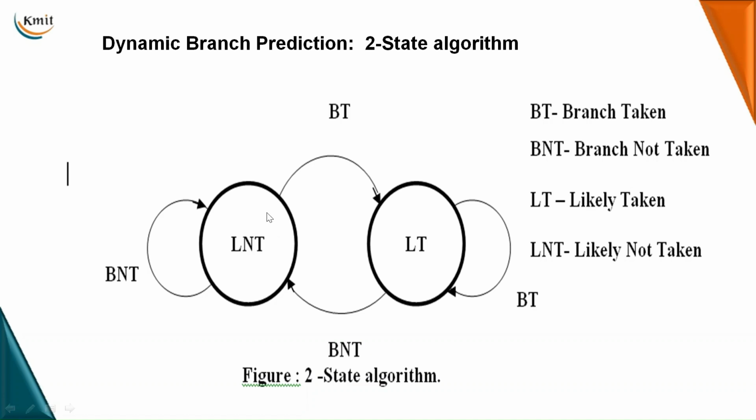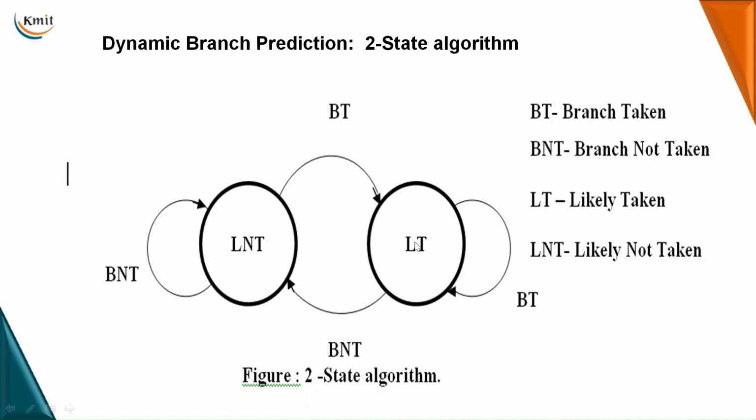Say for example, the state of your branch is the likely not to be taken state. And when next time that branch is executed, suppose it is also not taken, then it will remain in the same state, likely not to be taken. And when the branch is in the likely not to be taken state, and the next time that branch instruction is executed, if it is taken, branch taken, then the state of the branch moves from the likely not to be taken state to the likely to be taken state.